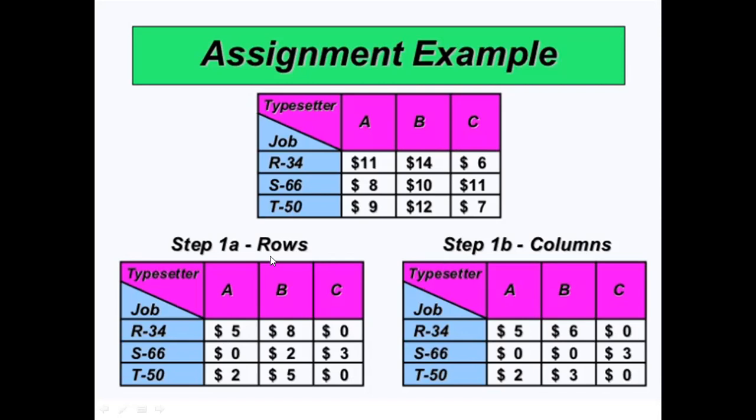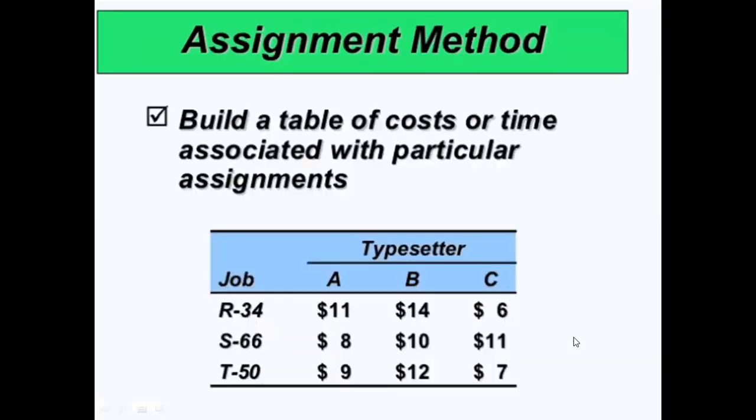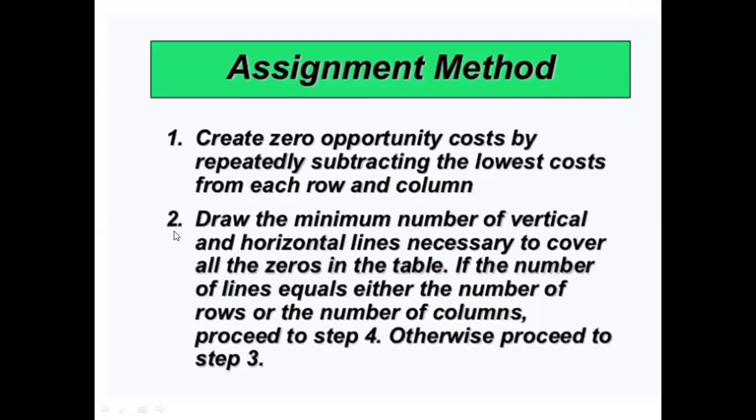We have evaluated each row, we have evaluated each column. The next step is that we try to cover all zeros. So you see we have 1, 2, 3, 4 zeros, and then we'll go to step 2. Just to remind you, the second step is that we will try to draw the minimum number of vertical and horizontal lines necessary to cover all the zeros in the table.